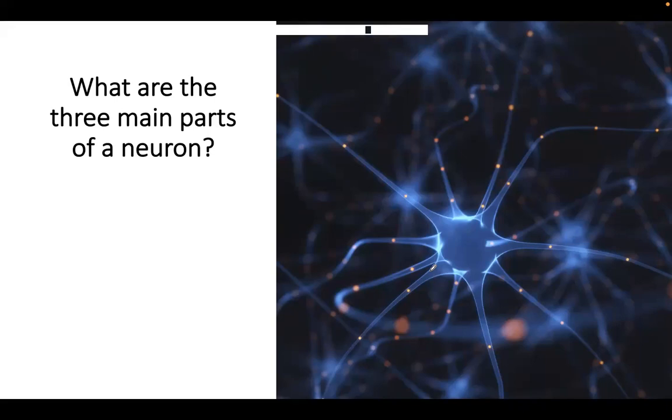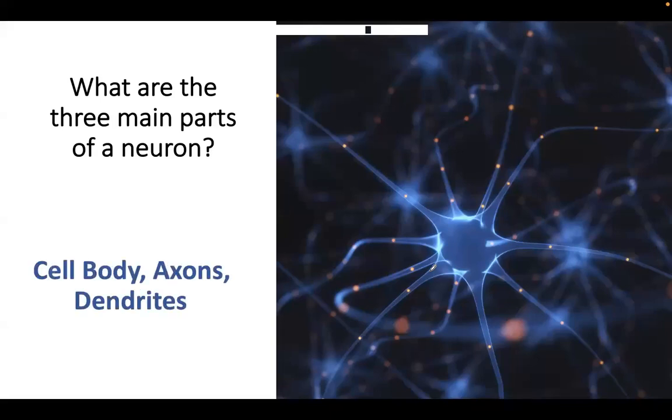What are the three main parts of a neuron? We have the cell body, we have the axon, then we have the dendrites. The three main parts of a neuron.